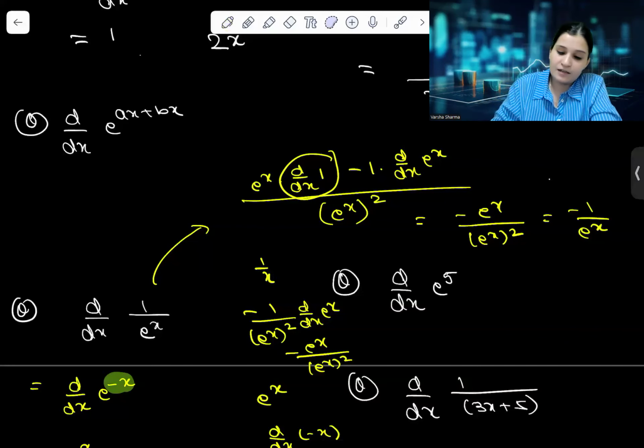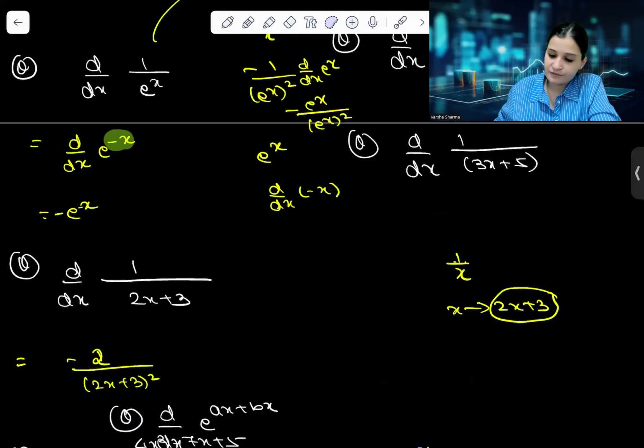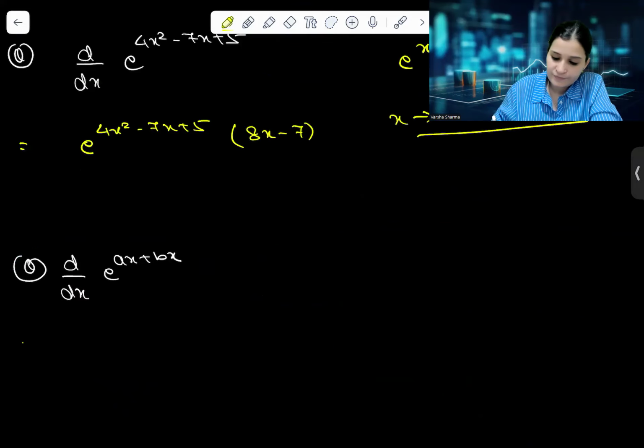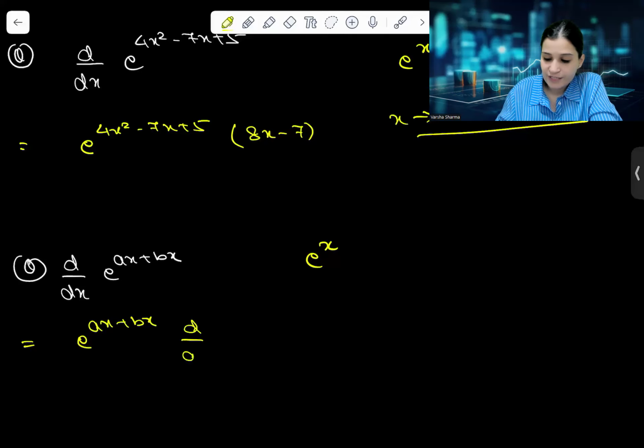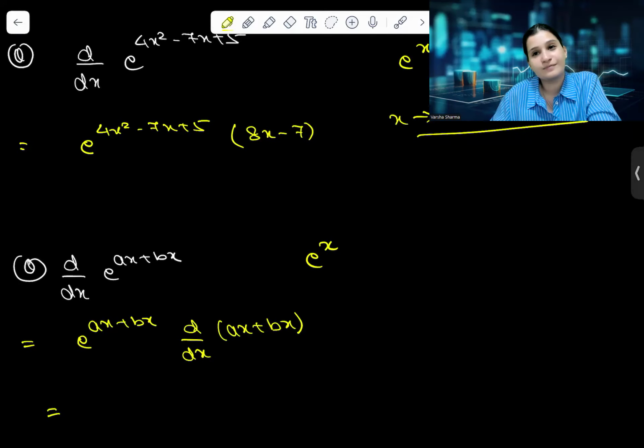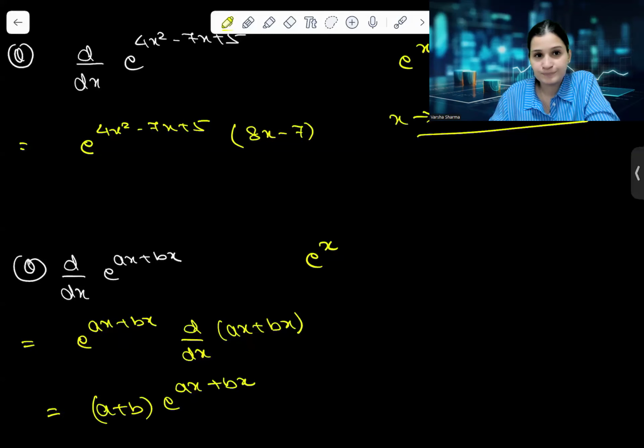How will we differentiate this? We will treat this as e power x. The term instead of x will now be differentiated. So how will I differentiate ax plus bx? A into 1 plus b into 1. So a plus b. Clear?